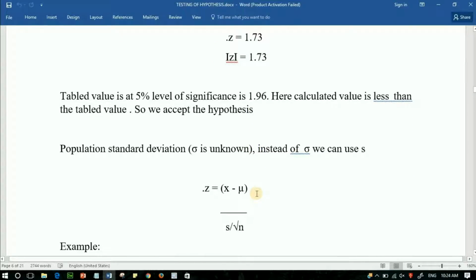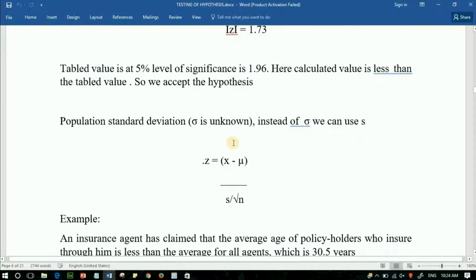In the second case, population standard deviation is unknown, that is sigma is unknown. In this case, instead of sigma, we can use S, that is the sample standard deviation. The statistic is the same: Z is equal to x bar minus mu, whole divided by S by square root of n.